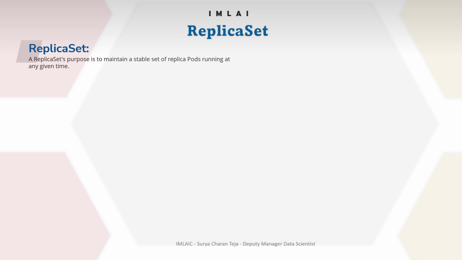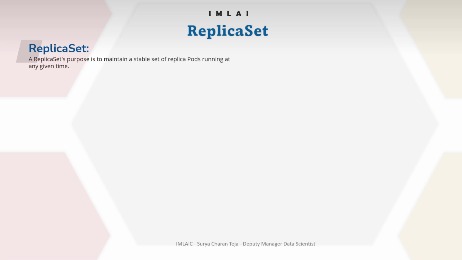Now, how a replica set works. A replica set is defined with fields including a selector that specifies how to identify pods, a number of replicas indicating how many pods it should be maintaining, and a pod template specifying the data of new pods it should create to meet the number of replicas criteria. A replica set then fulfills its purpose by creating and deleting pods as needed to reach the desired number. When a replica set needs to create new pods, it uses its pod template.